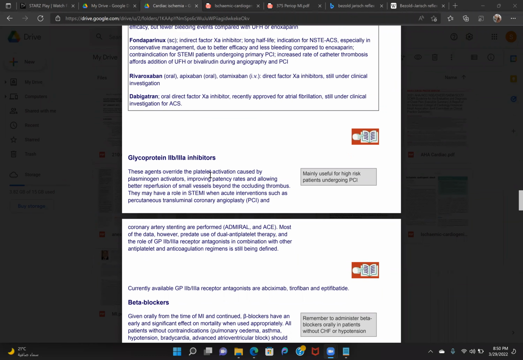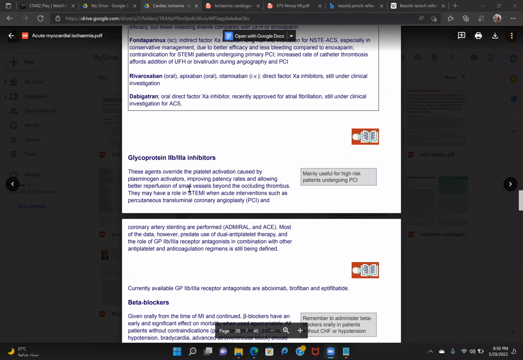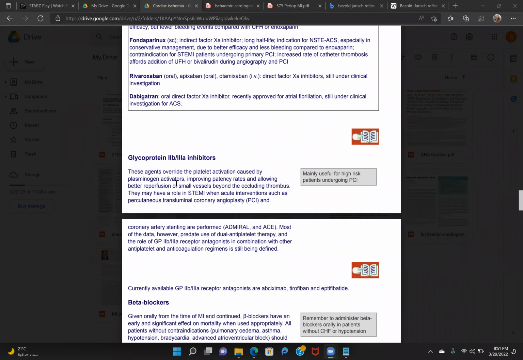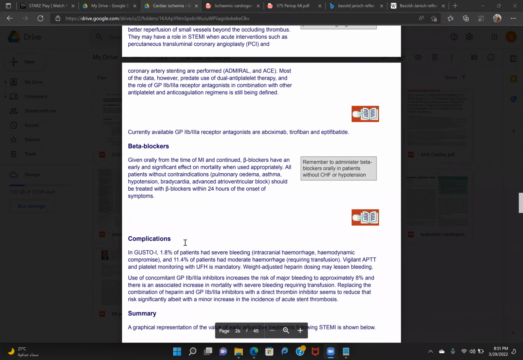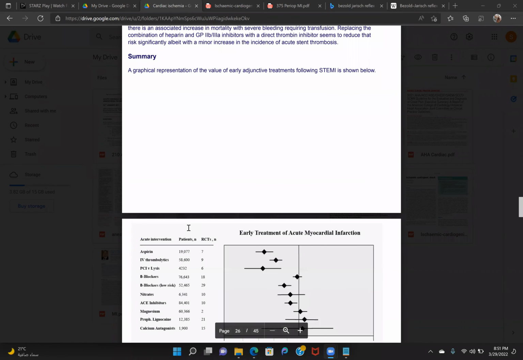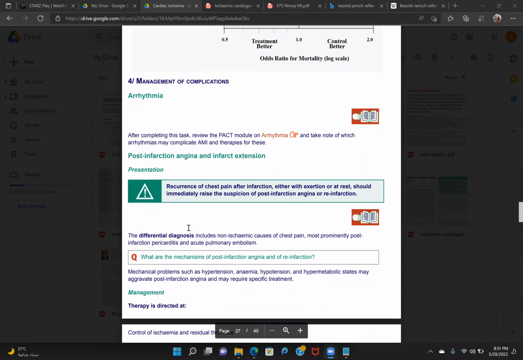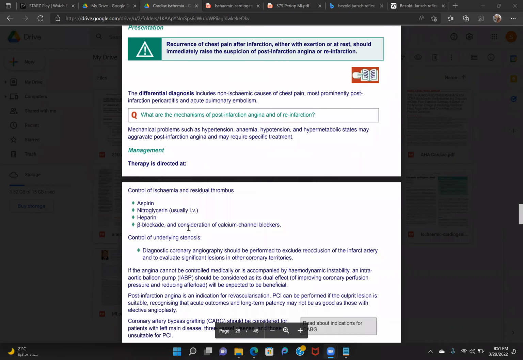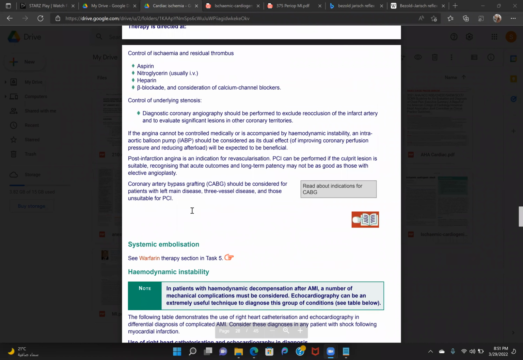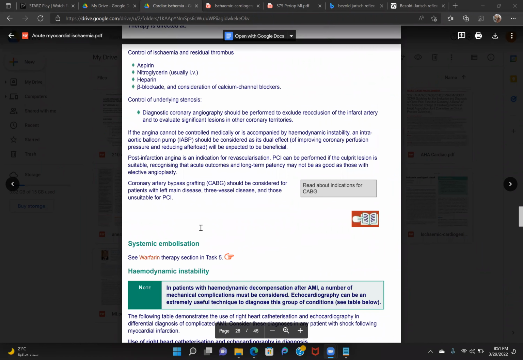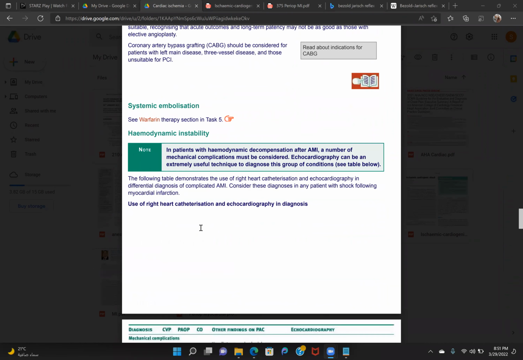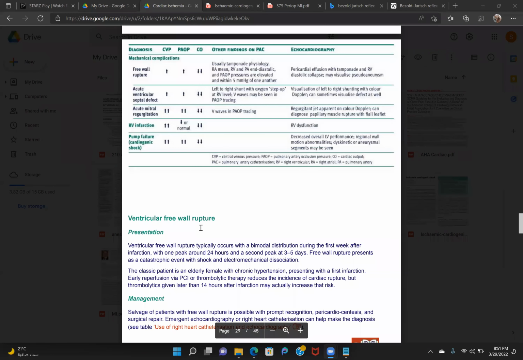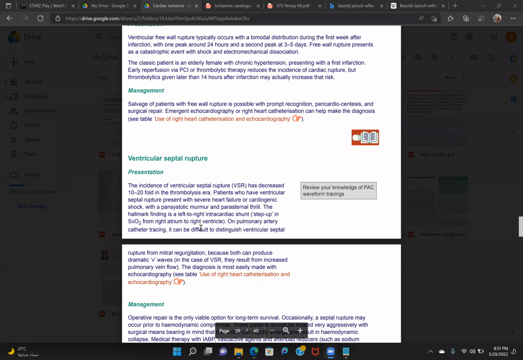These agents override the platelet activation caused by plasminogen activators. Okay, improving patency rates and allowing better perfusion. Then beta blocker we have already discussed, and summary: aspirin, nitroglycerin, heparin, beta blockade or calcium channel blocker, and supportive treatment. Okay, hemodynamic instability. Okay, I think we will finish here.